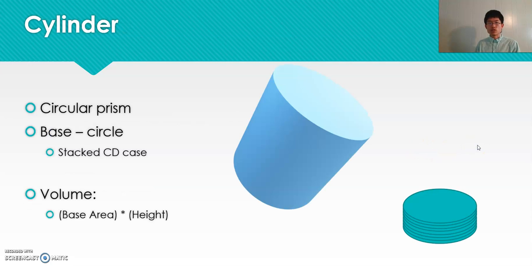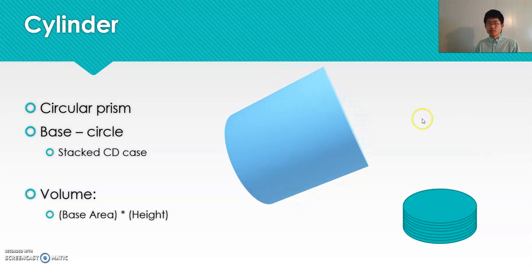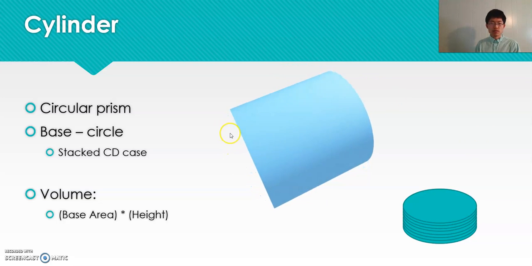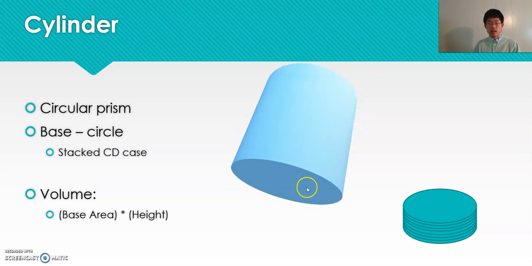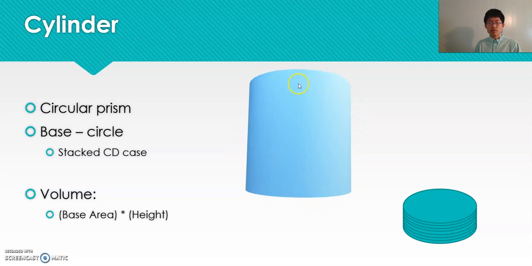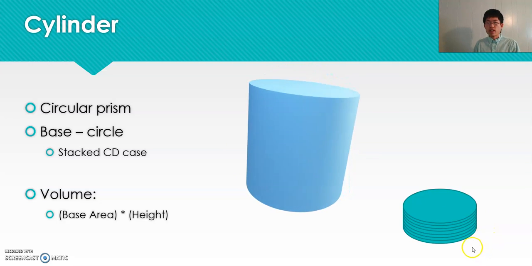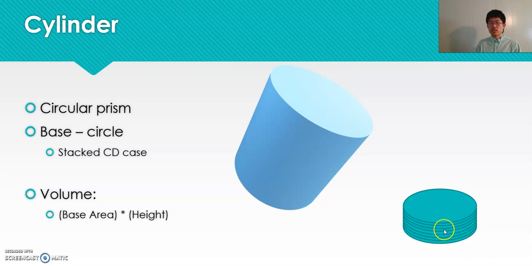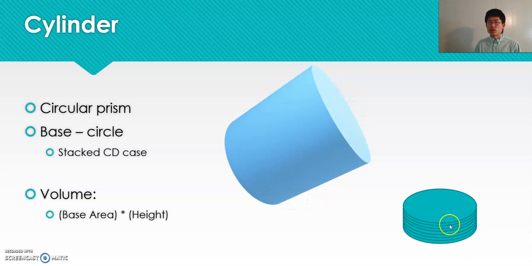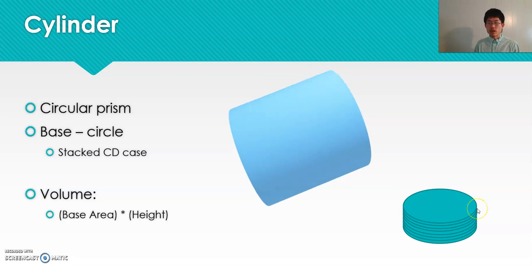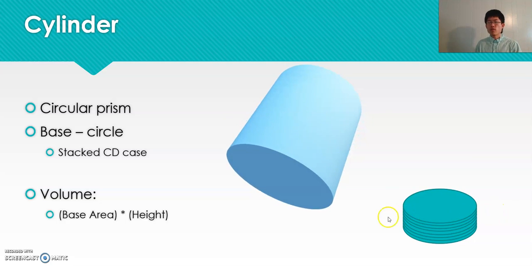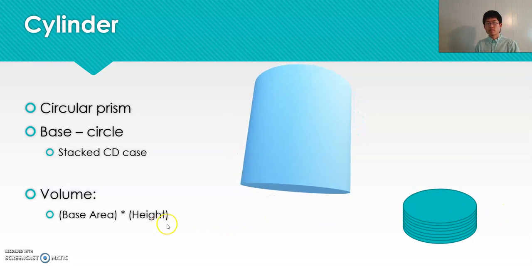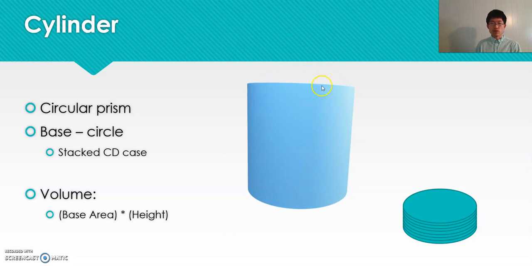So let's get into cylinders first. A cylinder is a circular prism, kind of like you have the base as a circle. Here it is, right here, and on this side as well. And that base is a circle, and it's stacked up, kind of like up or whatever. And think of it as a stacked CD case. It doesn't have to be CD, but circular paper or whatever, the plane stacked up, making a cylinder. The volume is base area times height. Base area, so the area of that circle times the height.